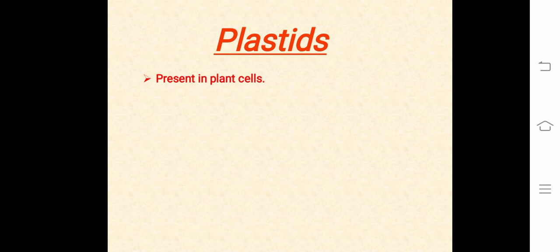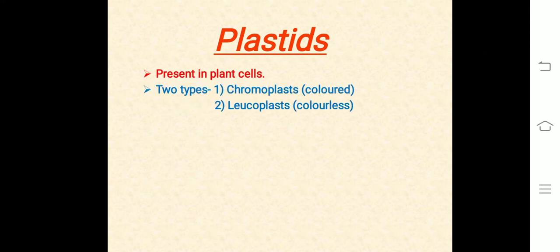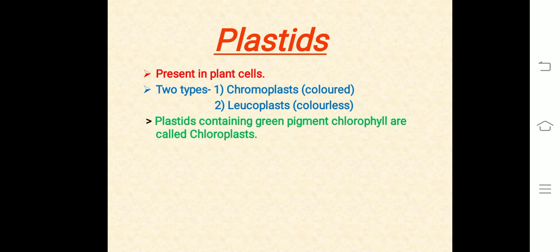Plastids. Plastids are present only in plant cells. They are divided into two categories, chromoplasts and leucoplasts. Chromoplasts are the colored plastids, whereas leucoplasts are the colorless plastids. Plastids containing green pigment chlorophyll are called chloroplasts. Leucoplasts store materials such as starch, oils, and protein granules.